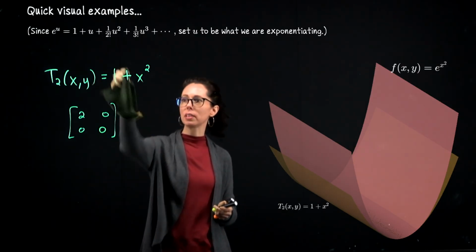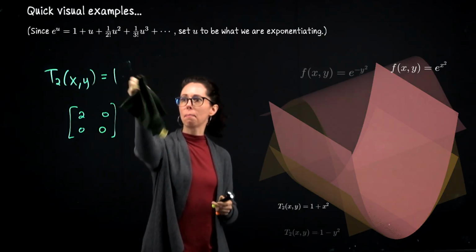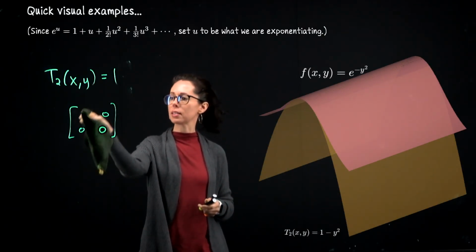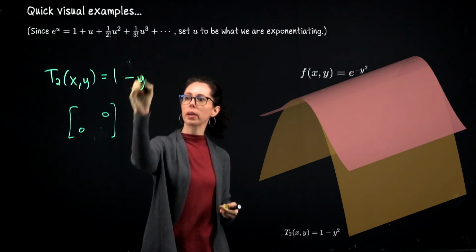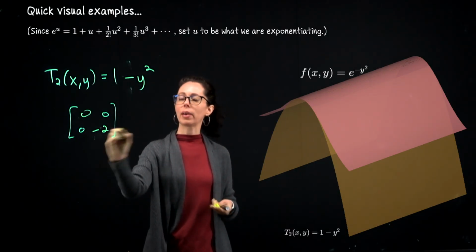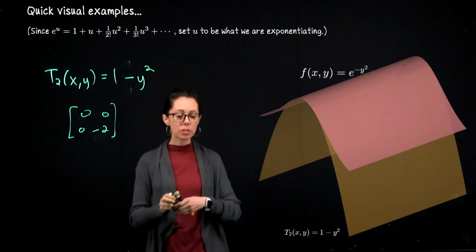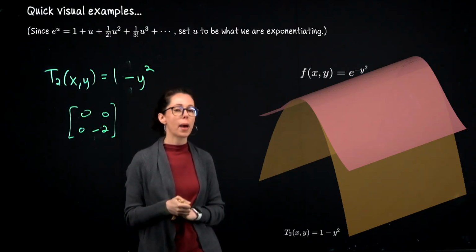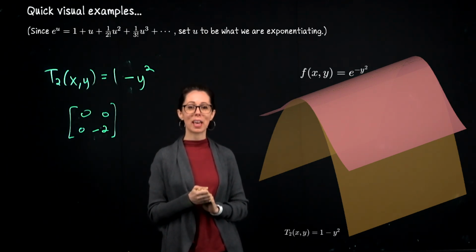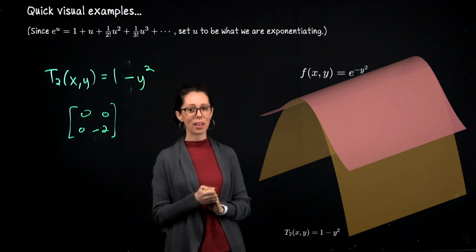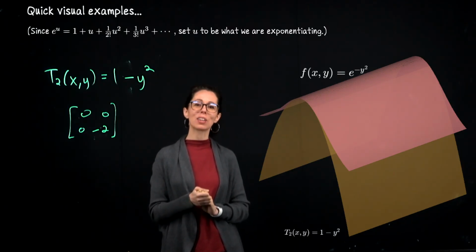Our final example in this family of pictures is 1 minus y squared for T2 because the function is f of x and y equals e to the negative y squared. And we have a negative semi-definite matrix, and we do actually have a non-strict local max. Okay, so that wraps up our look at how to use the Hessian matrix, and notably its eigenvalues, to classify critical points.